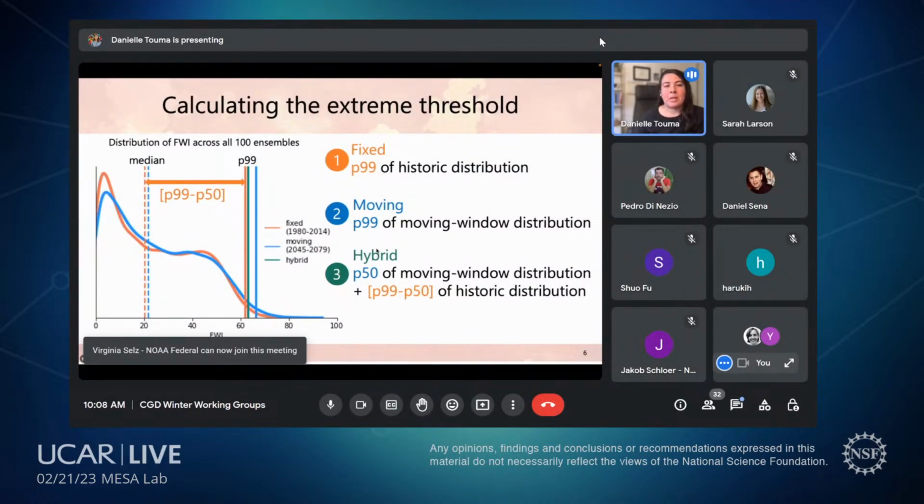And lastly, maybe one that you haven't seen before is this hybrid threshold. This hybrid threshold allows the mean state to change. So it allows this P50 to change over time using the moving window distribution, but it does not allow the variability to change. We instead impose the difference between the 99th percentile and the median in the historic period on top of the median of the moving window distribution. So you can see that this is slightly higher than the fixed threshold, but lower than the moving threshold for a future climate change scenario.